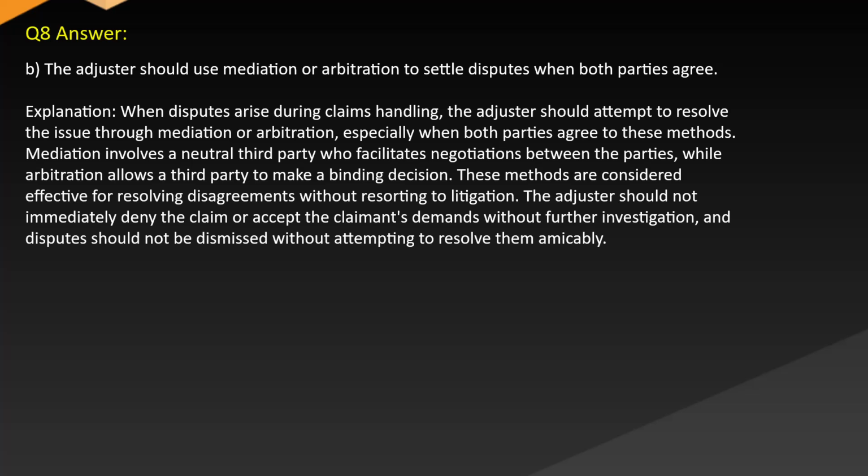Mediation involves a neutral third party who facilitates negotiations between the parties, while arbitration allows a third party to make a binding decision. These methods are considered effective for resolving disagreements without resorting to litigation. The adjuster should not immediately deny the claim or accept the claimant's demands without further investigation, and disputes should not be dismissed without attempting to resolve them amicably.